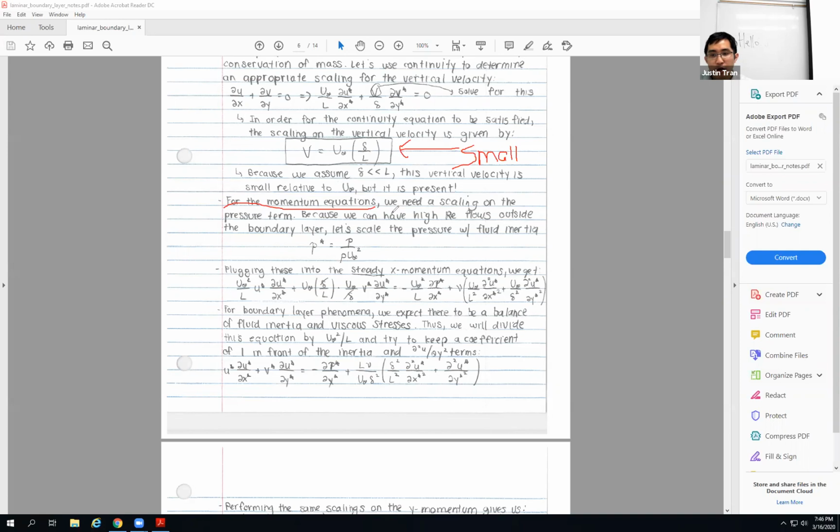But before we do that, we need some scaling on the pressure term, because that's an important term that we need to consider for this kind of field. Okay? If you remember from before when we did creeping flow, the pressure term was scaled by some viscous stress. But in this case, outside the boundary layer we have very high velocity flow, so basically we have high Reynolds number flow outside the boundary layer. The way that we're going to scale the pressure is by the fluid inertia. So we say that P star is equal to P over rho U infinity squared, and we're going to use this pressure scaling for the pressure.